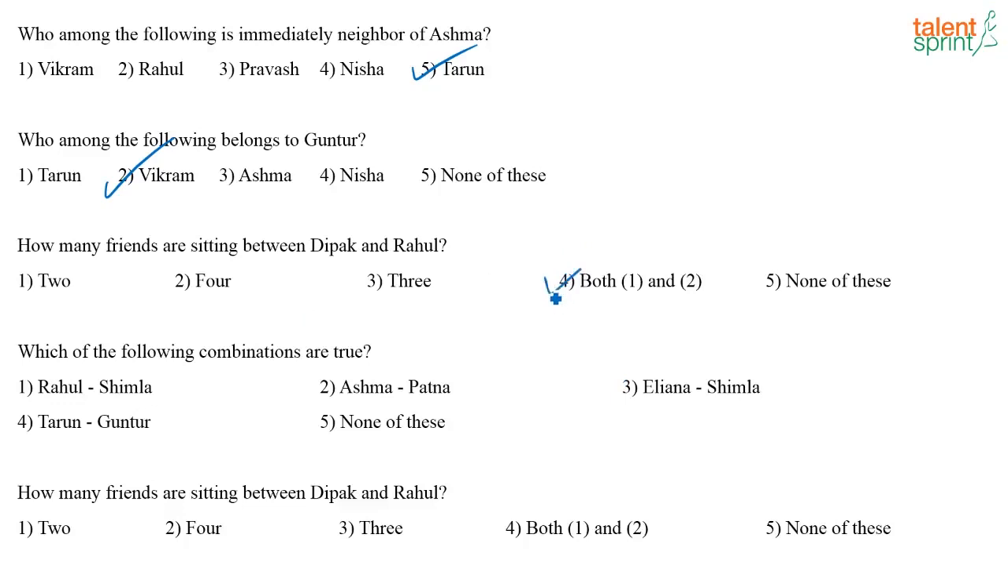Both 1 and 2, right? How many friends are sitting between Deepak and Rahul? From one side, 4 people are sitting. From the other side, 2 people are sitting, right? So both 1 and 2 should be your answer.